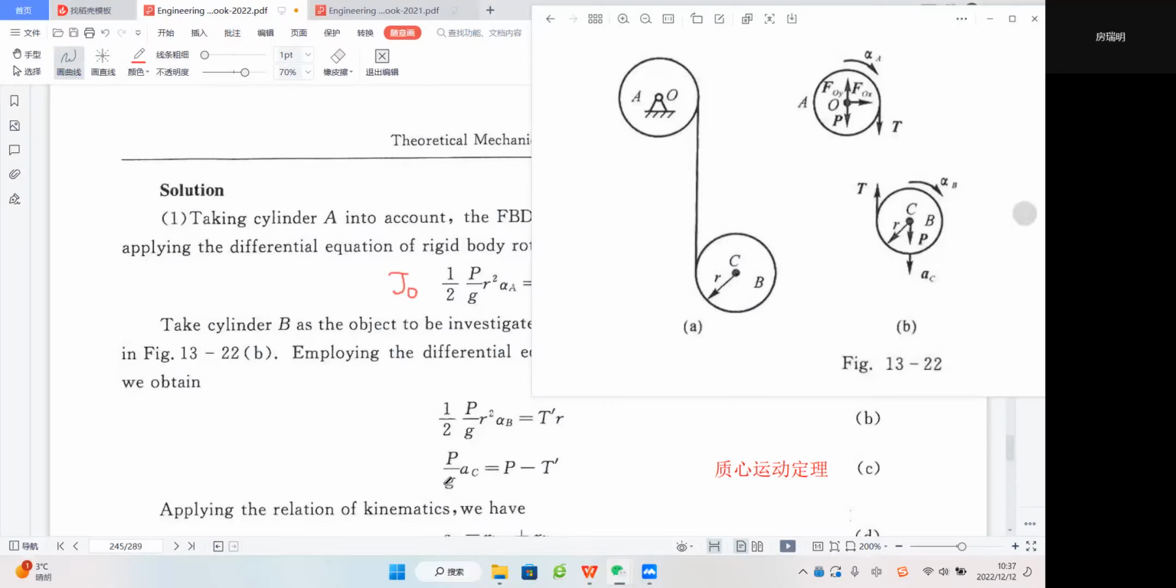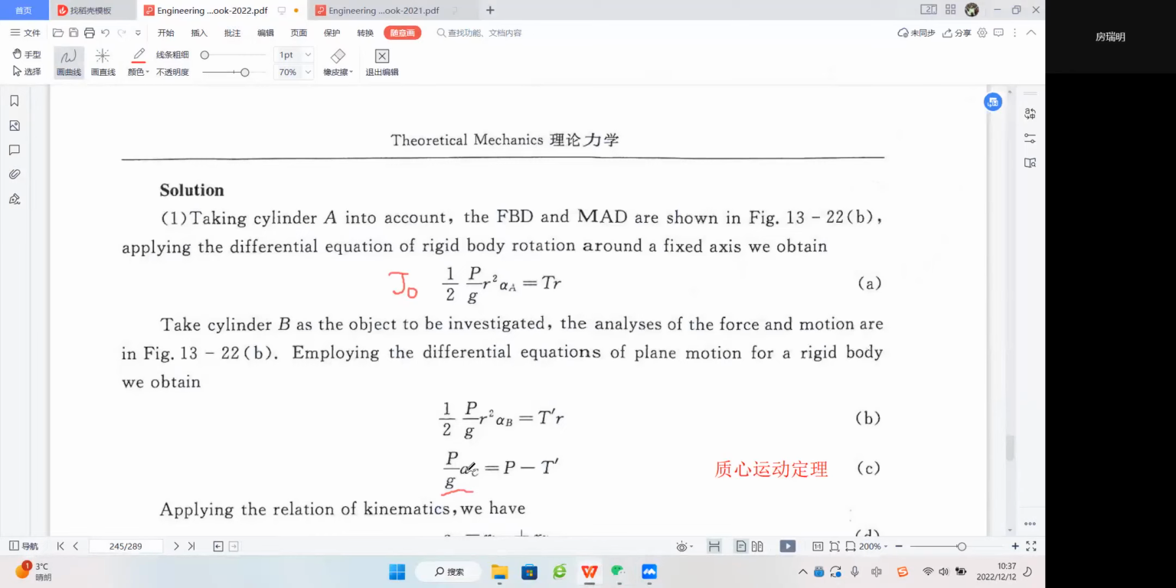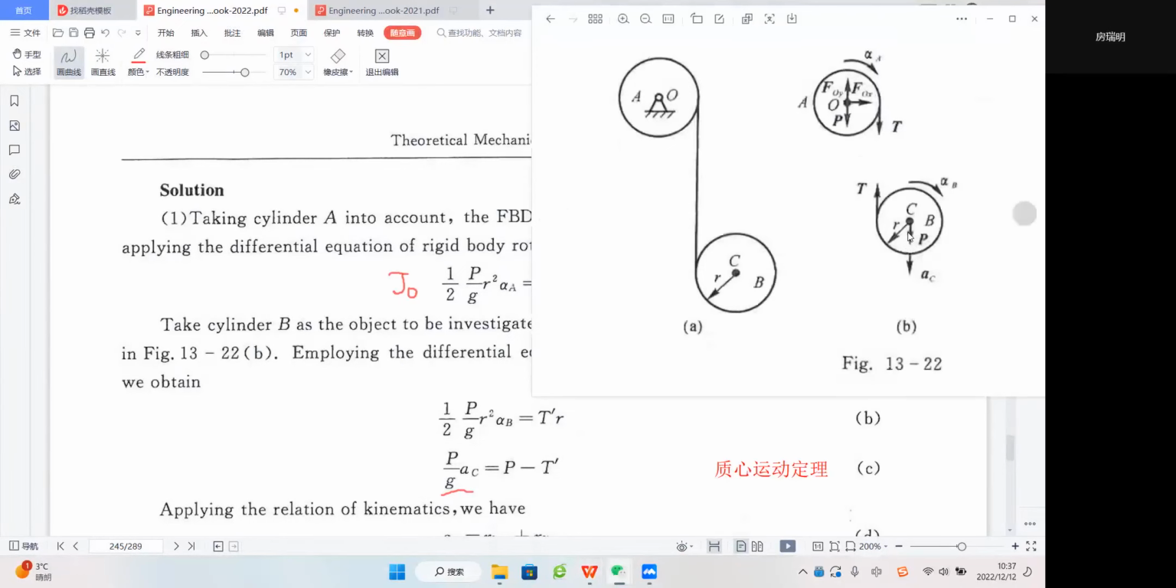So we have P/g, the mass of this cylinder B, times AC should equal sigma FC, right? Along this direction. So when we write like this, that means we assume the direction of AC will be positive, right? That's why we have P, because P has the same direction as AC, so P is positive. And our T prime here is opposite from this AC direction, so we will use negative T prime, right? So until here, we have three equations.